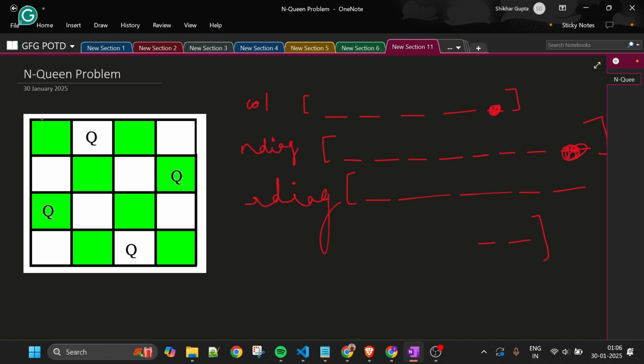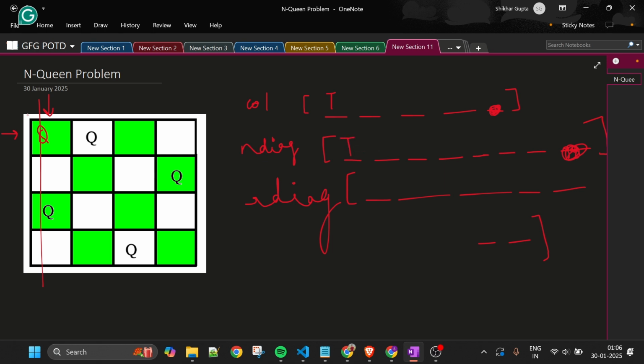What I will do, I will simply start for the first row. I will currently be at the first row. I will start filling from here. So let's suppose I'm filling at this. Okay, when I'm filling at this queen, what I will mark, I will mark the first column as true, which means first column is taken. Okay, after that I will mark normal diagonal, which is equal to row plus column at this point, which is both 0. So I will mark the first row as taken.